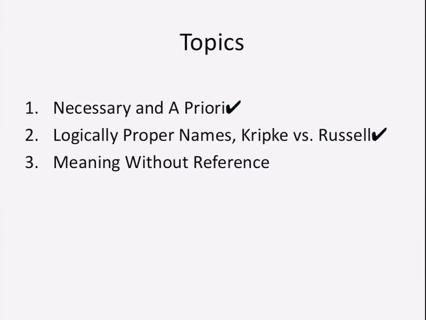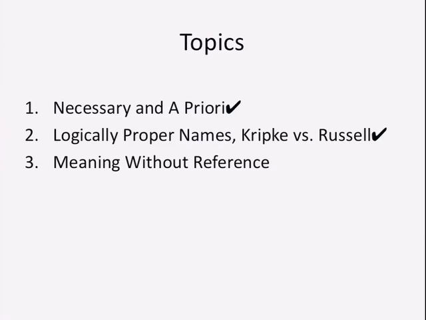Plain enough? They share the idea that there's going to be a basic class of logically proper names. For Kripke, it's just the regular names that are that class. Russell's got a more complicated theory, but it doesn't look right because of this thing about what's rigid and what's flexible.